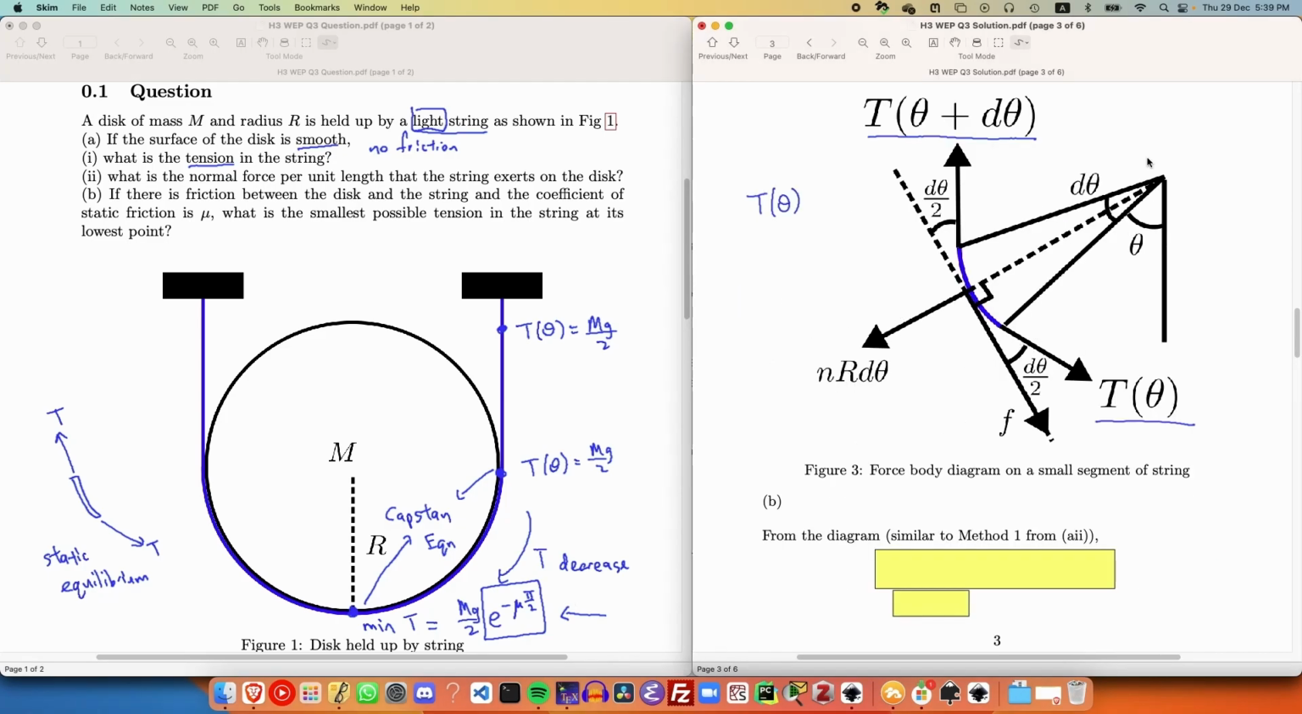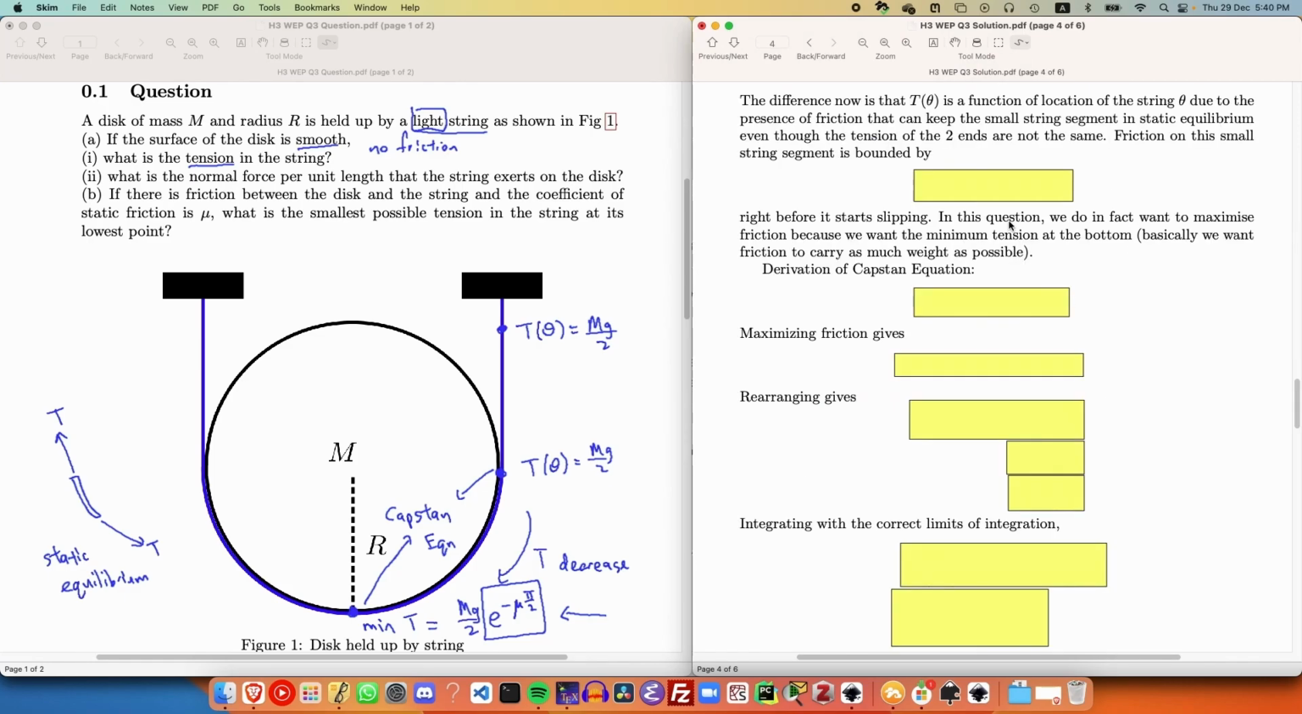By balancing forces radially, we get that the normal contact force must equal to this expression over here. N over here is short for this term. Now ignoring the second order terms, we get this. We can see that the normal contact force is still equal to the tension. However, now the normal contact force is a function of theta because the tension is no longer constant throughout the entire string. Now that I've found out the normal contact force, we can go ahead and find friction.